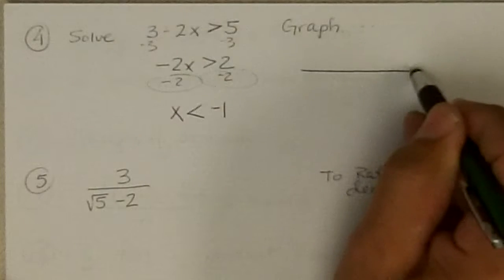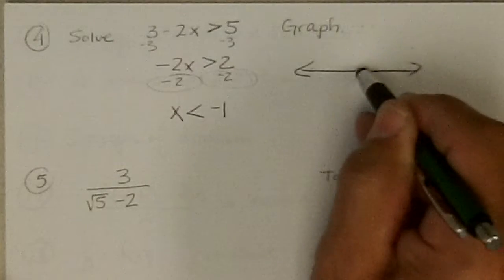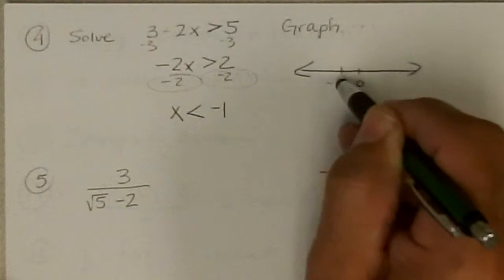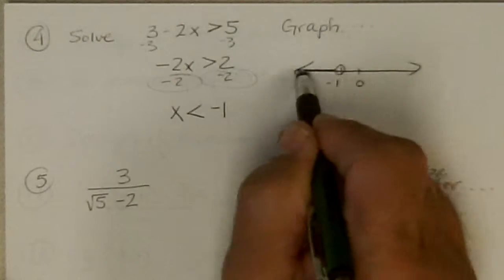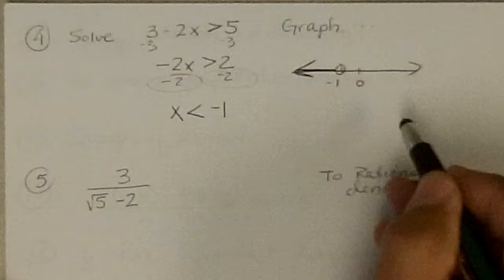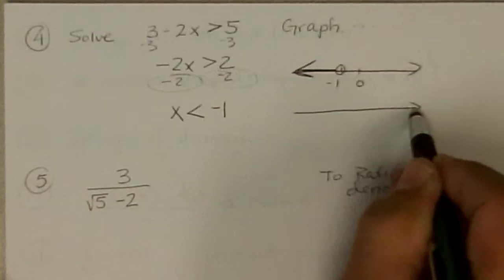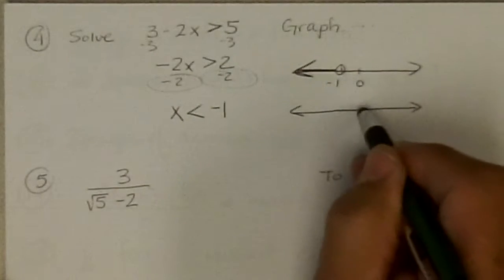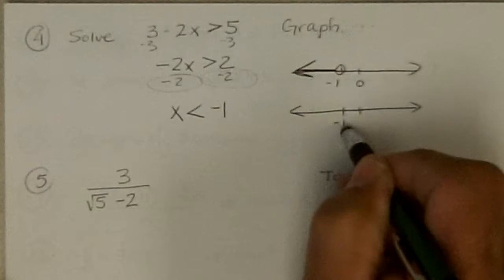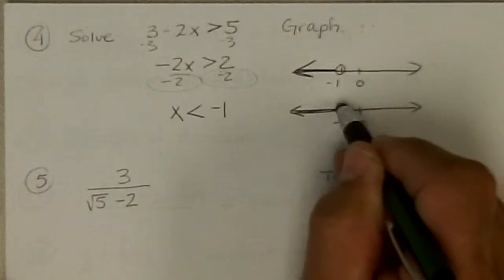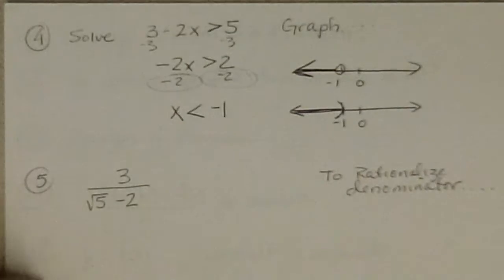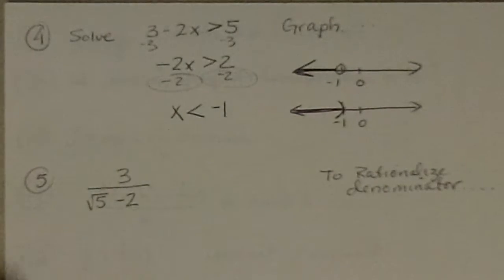And so to show that on a graph, it would be negative 1, not including negative 1, but everything less than negative 1. Or if you wanted to use the interval notation type on a graph, it's below negative 1, not including. Okay.